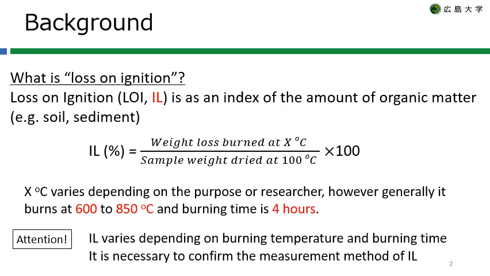It is the weight loss burned at x degrees, divided by the sample weight dried at 100 degrees. The x degrees varies depending on the purpose of the researcher. However, generally it burns at 600 to 850 degrees, and the burning time is 4 hours. This is a note for researchers who handle IL: IL varies depending on burning temperature and burning time, so it is necessary to confirm the measurement method of IL.